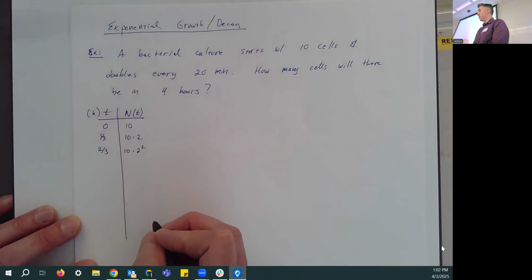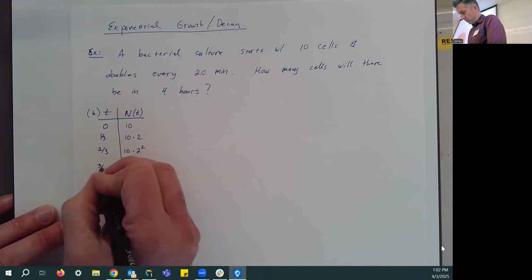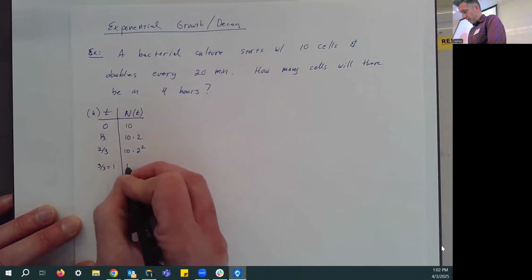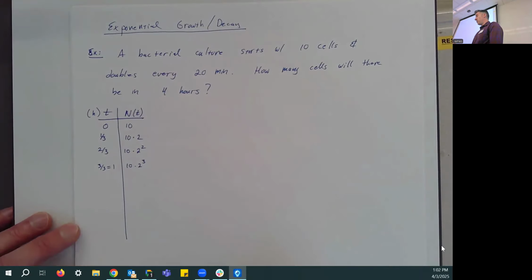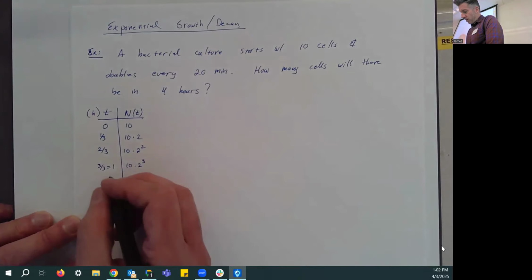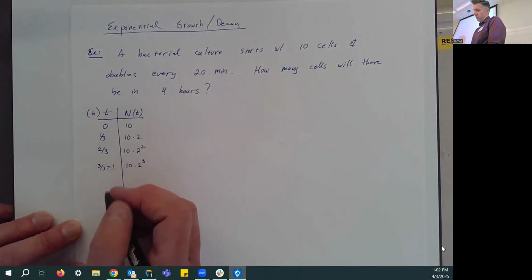After another third of an hour, we're going to have 10 times 2 times 2, or 10 times 2 squared. After another third of an hour, which is going to be 1 full hour, we're going to have 10 times 2 to the third power. And at this point, I think we can see the pattern. Every time we go another 20 minutes or another third of an hour, we're going to double the population. So let me think about how I want to write this.